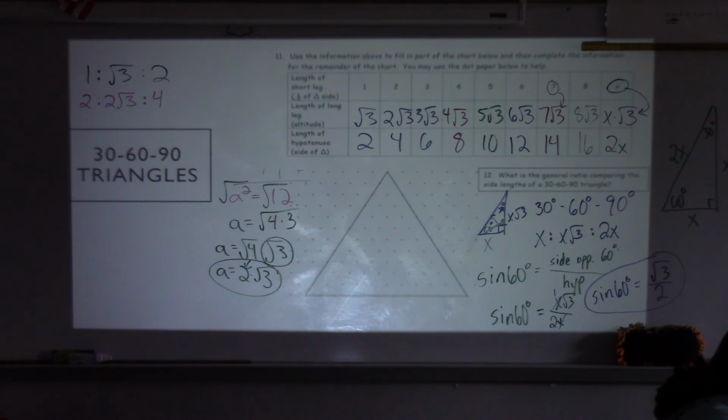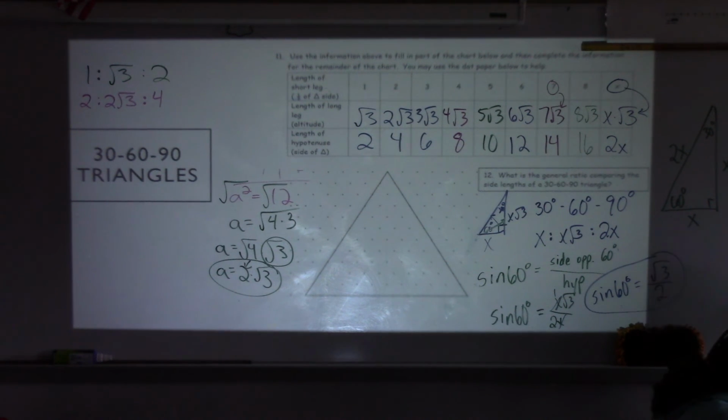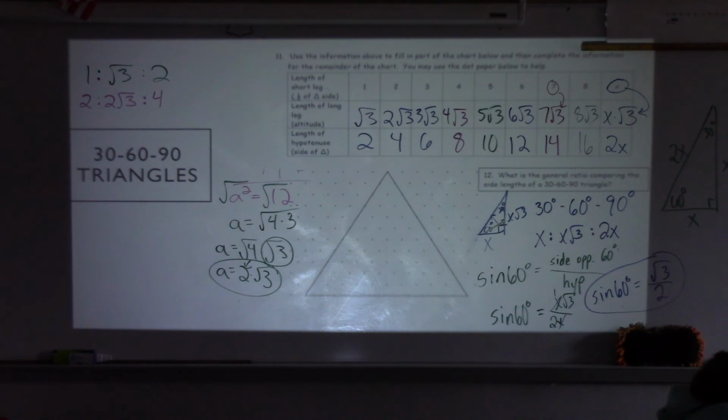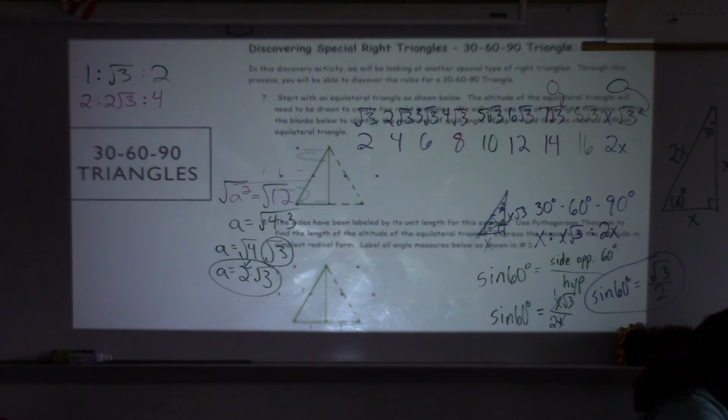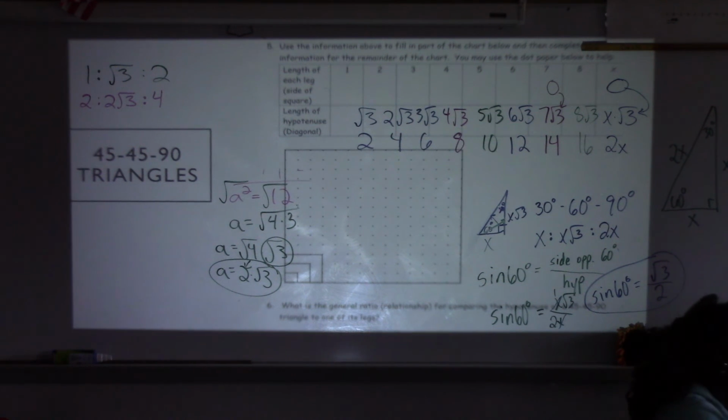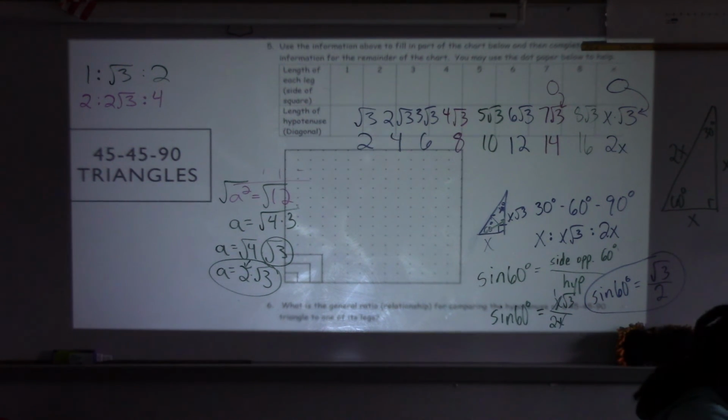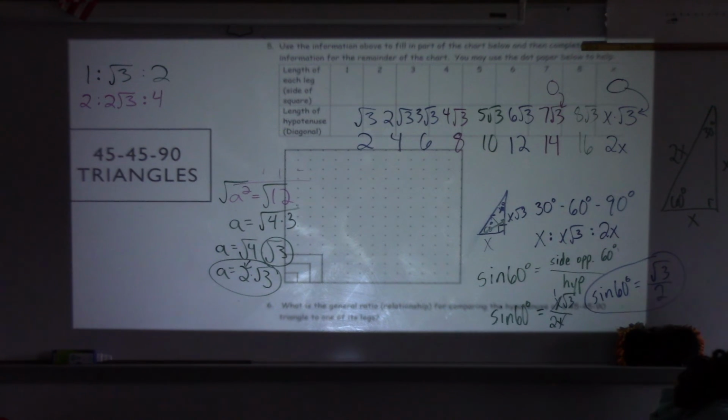By the way, this might help. I do want you, just because this will help you in the future, I believe. Look at the 45, 45, 90. Really quickly, that was the previous sheet. Number 6 here, where it says, what is the general ratio? I believe a lot of us already put for 45, 45, 90.